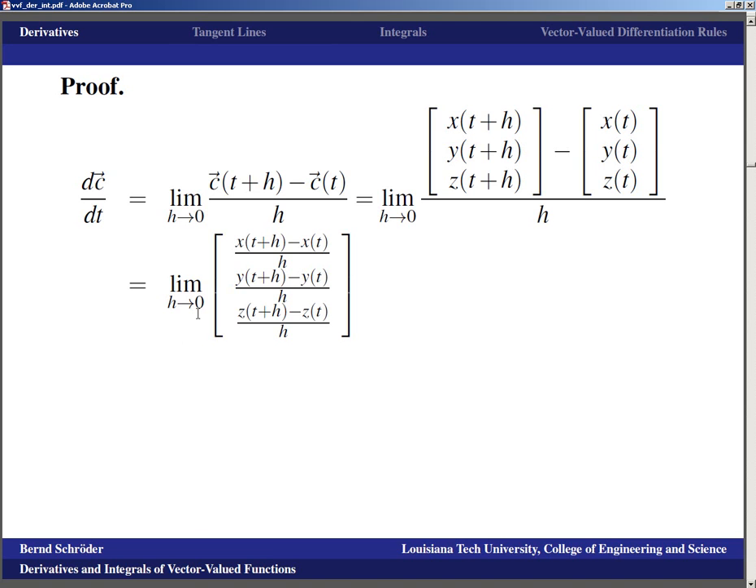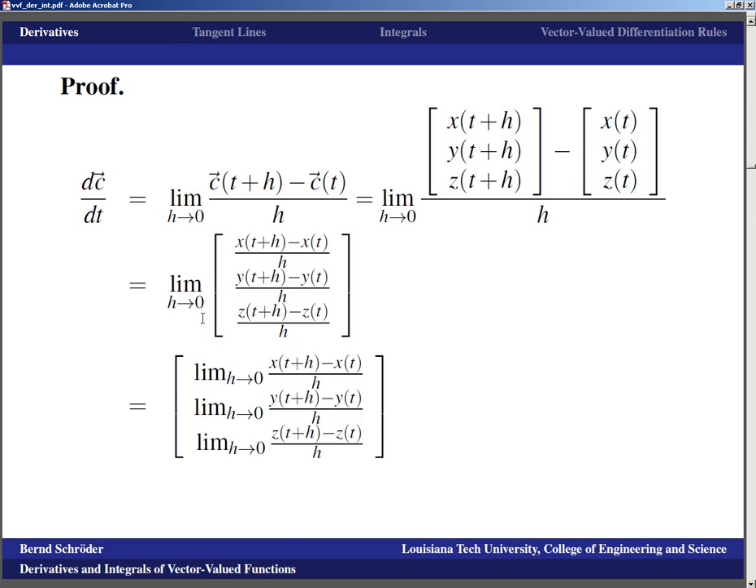And what I get is the limit as h goes to 0 of difference quotients for the x component, for the y component, and for the z component. Limits are also taken component-wise, so I can pull the limit inside. I get the limit as h goes to 0 of a difference quotient for x, limit of a difference quotient for y, and limit of a difference quotient for z. And that's, of course, as long as everything works out, just x prime of t, y prime of t, z prime of t. And that is what we wanted to prove, because that was the claim.